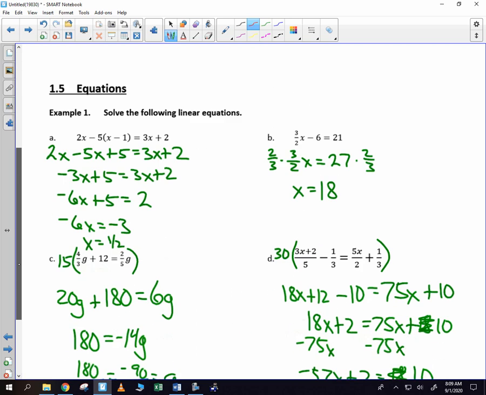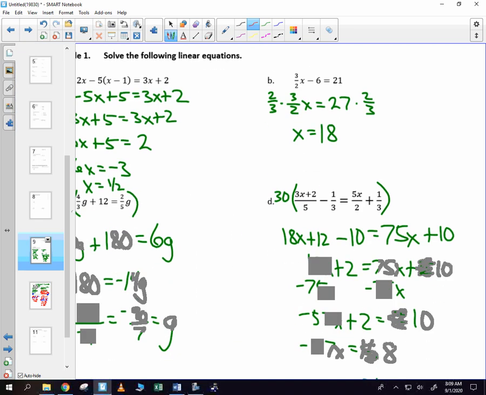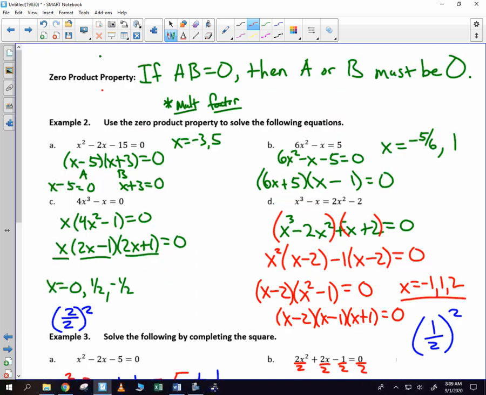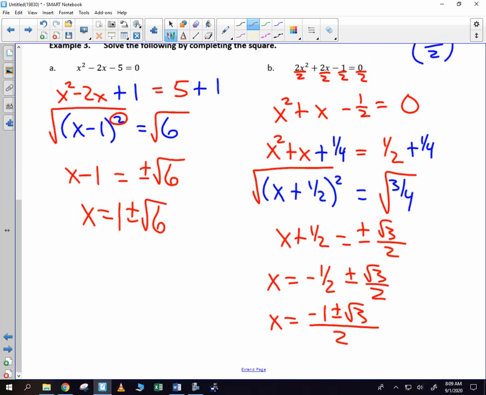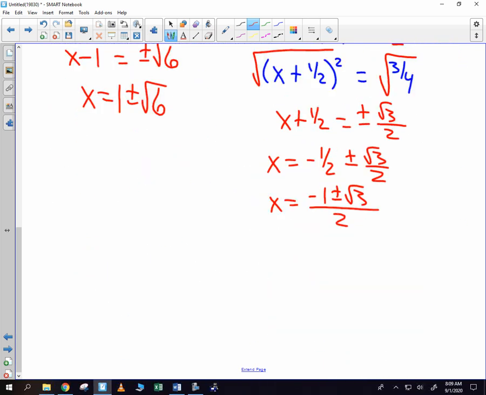So you have a couple different pieces here. Solving linear equations, we dealt with fractions. We also dealt with the zero product property. And then we also dealt with solving by completing the square. One thing I will remind you of as well is that when you're solving using quadratics, you can factor, you can complete the square, but you also have this gem, which is the quadratic formula. x is equal to negative b plus or minus the square root of b squared minus 4ac, divided by 2a.